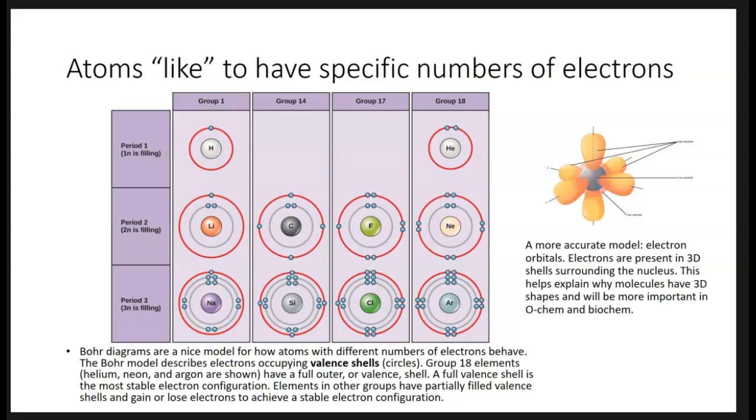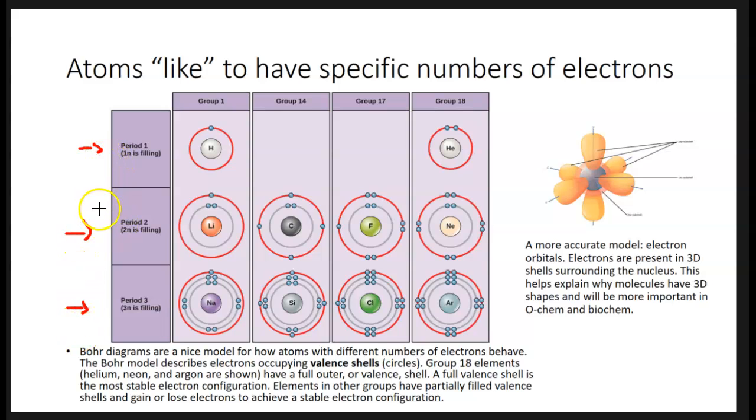So the Bohr model has the nucleus of the atom surrounded by a series of electron shells. So the electrons reside in these electron shells. The first period shell can have up to 2 electrons in it. The period 2 shell can have up to 8 electrons in it. And then the subsequent period 3 shell can also have up to 8 electrons in it.